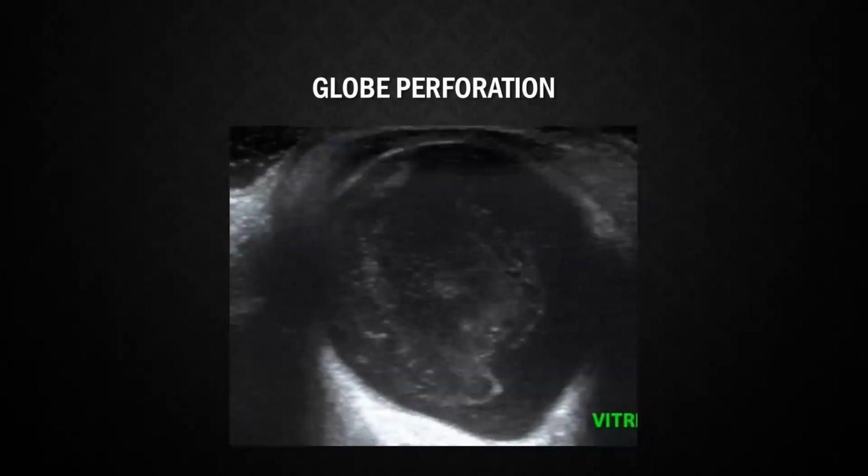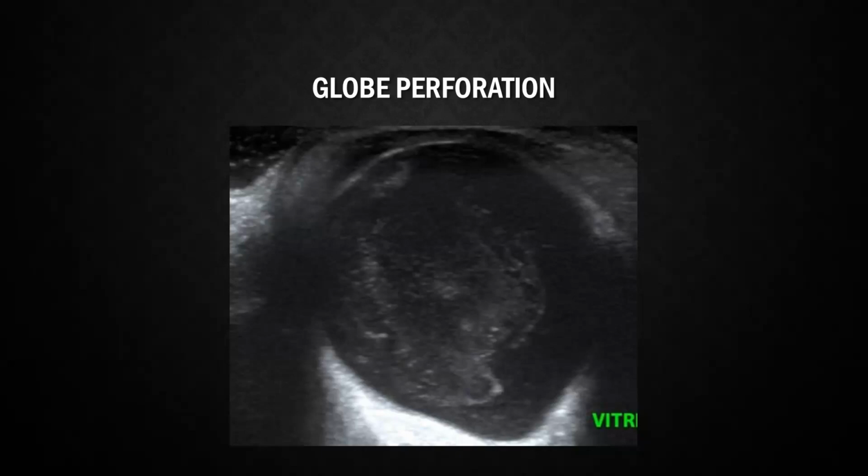And then a globe perforation or rupture. So most people believe that this is an absolute contraindication to ultrasound, and it actually isn't. That being said, you have to be really, really careful, obviously, because you don't want to put any pressure on the globe and cause any more contents of the globe to come leaking out. So you really need to use a large amount of gel, and you want to suspend that probe in the gel so you're not putting any pressure on the globe.